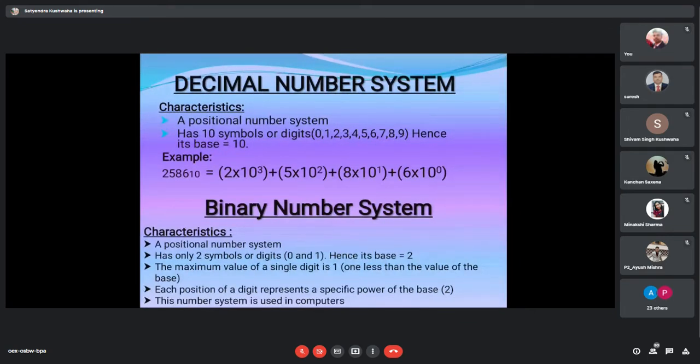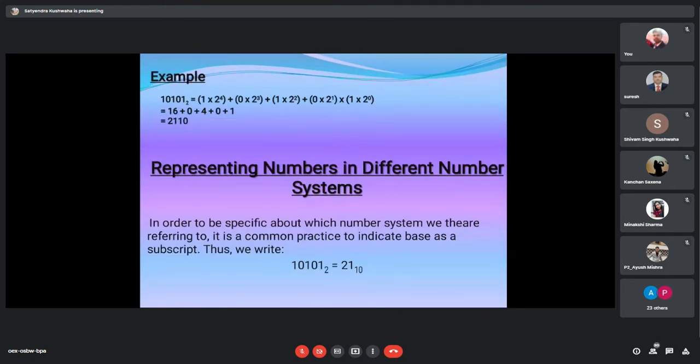Now, binary number system characteristics are: it is a positional number system. Second, it has two symbols or digits which are 0 and 1. Hence, its base is 2. The maximum value of a single digit is 1. Each position of a digit represents a specific power. The base is 2. This number system is used in computers. Now its example is given, which is shown.